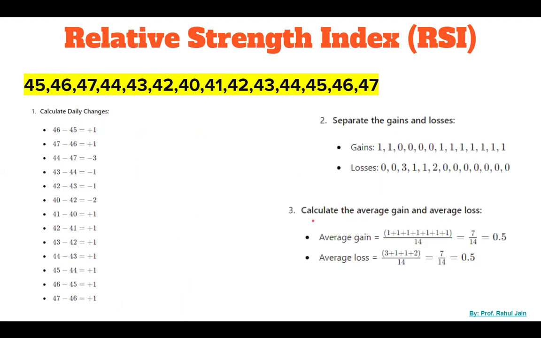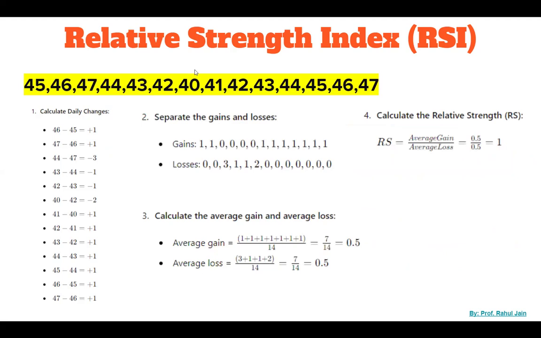After this, in step 3, we need to calculate the average. So the average of 1 plus 1 plus 1, 1, 1, and we need to divide it by 14 because the data is 14 days of data. So here the average gain is 0.5. Similarly, we need to calculate the average loss as well. So here 3, 1, 1, 2, but all others are 0. But the data is of 14 days, so divide by 14 and we will get an average loss of 0.5, right?